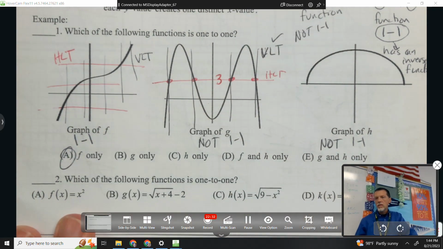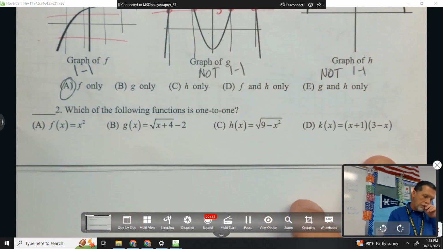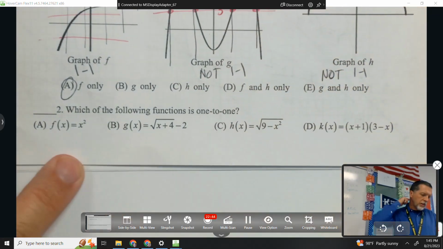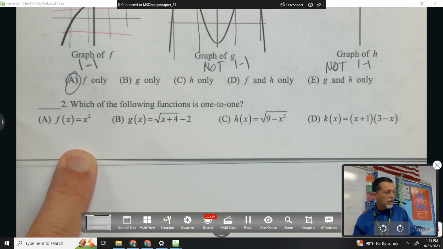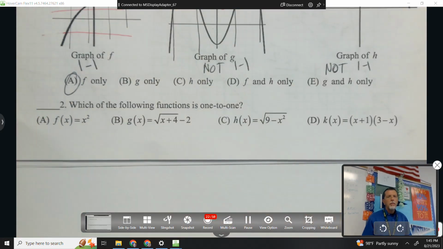Again, there's lots of theoretical stuff that can happen if there's a one-to-one match on inputs and outputs, the ability to go backwards. That's about where we stop with it. Which of the following functions is one-to-one? So I don't have a picture. I have an equation. But I still think in terms of pictures.